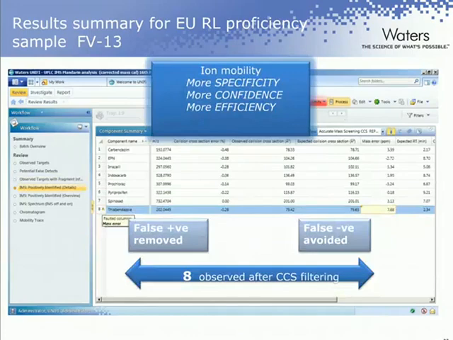So let's apply that collision cross-section error. And we can see that with ion mobility we actually have more specificity, confidence and efficiency. And we've removed 1 false positive and avoided 1 false negative.